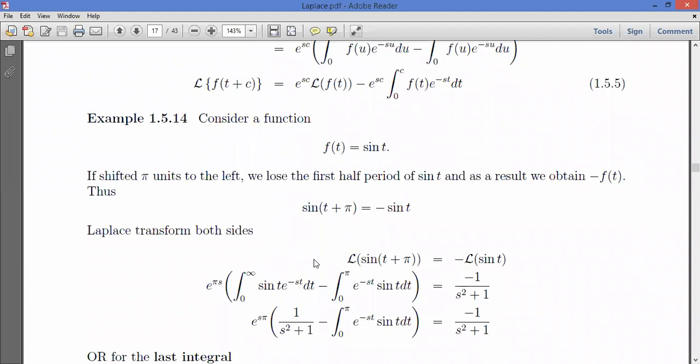You come and you have some examples there. Here you dealt with periodic functions. Same story here. We are saying if you shifted pi units to the left, then of course you would lose the first half of the period. I told you we are borrowing heavily from graphs. I've been sketching graphs since we started.